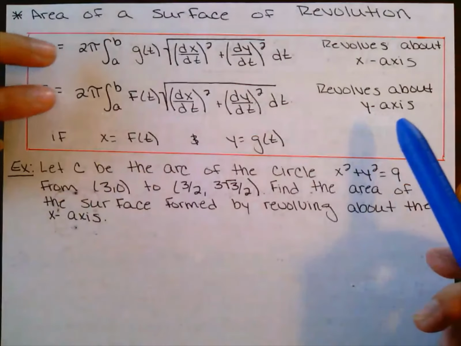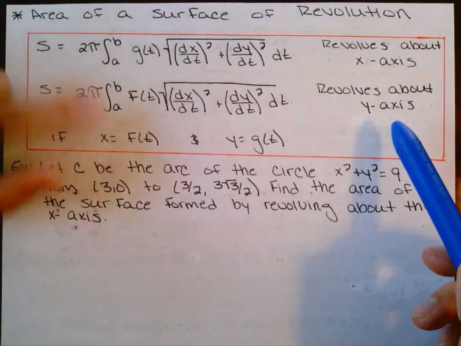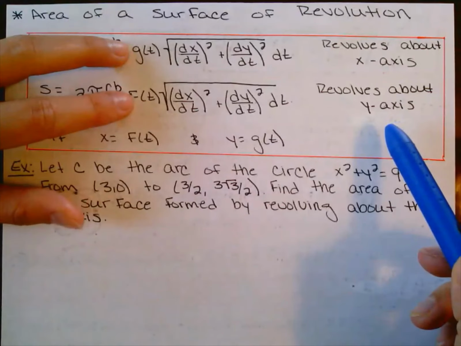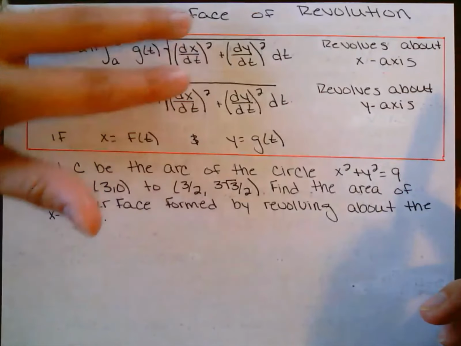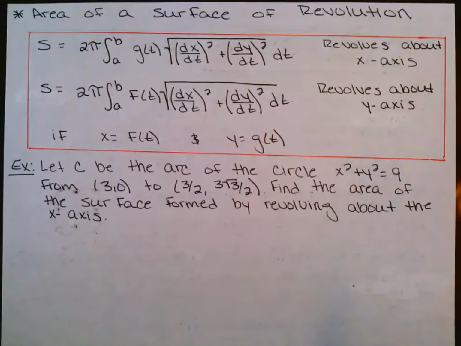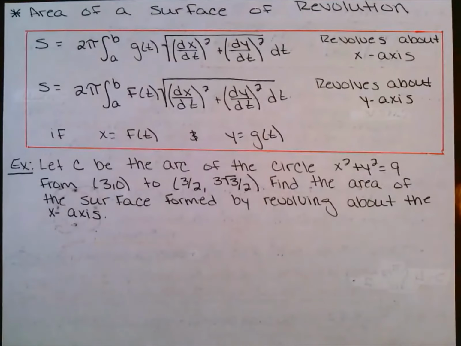And the rest of the formula is 2 pi times the integral from a to b. And then after we multiply those in, we have the square root of the x's derivative squared plus the y's derivative squared. Let's look at this first example. Let C be the arc of the circle x squared plus y squared equals 9, from (3, 0) to (3/2, 3√3/2). Find the area of the surface formed by revolving about the x-axis.